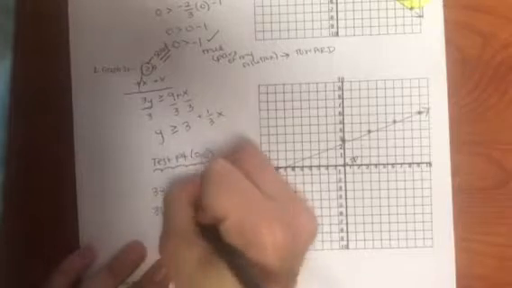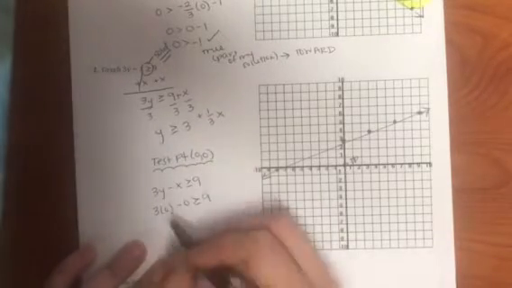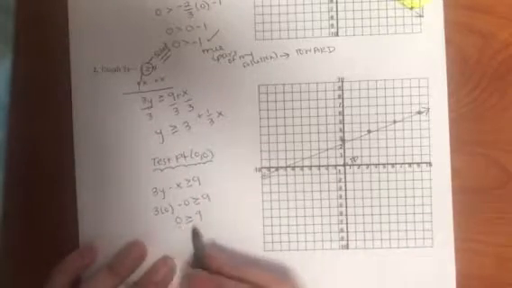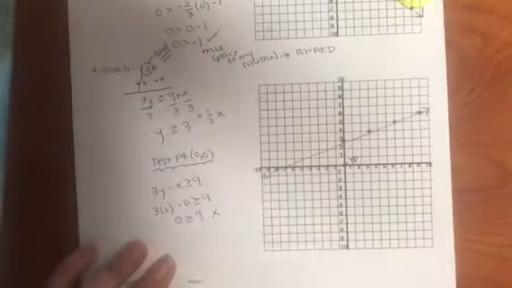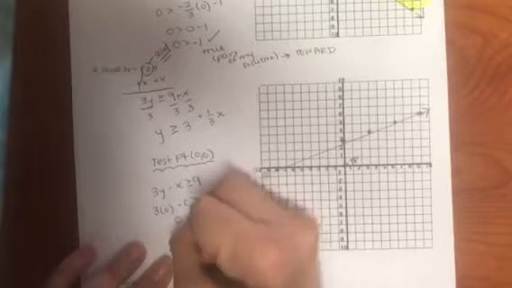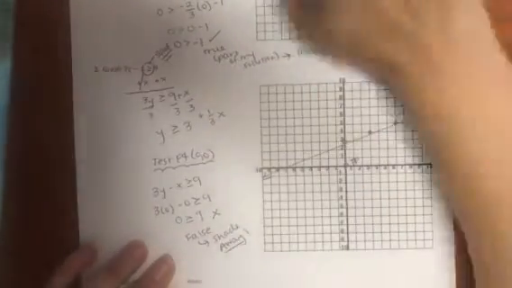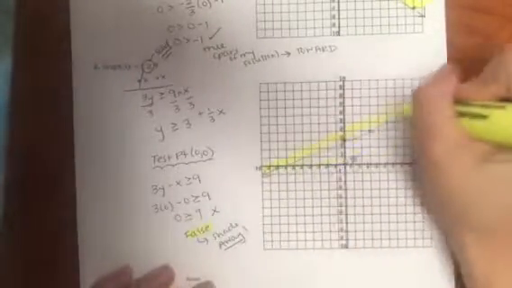3 times 0 minus 0 greater than or equal to 9 would be 0 is greater than or equal to 9. This one, 0 is not greater than 9, so it's not true. This is false, so we shade away because it's not in my solution set. It's not a true statement. So I look here and I think to myself, which way am I shading? Do I shade up and away or down and toward? And since it was false, I'm gonna go up and away for this one.